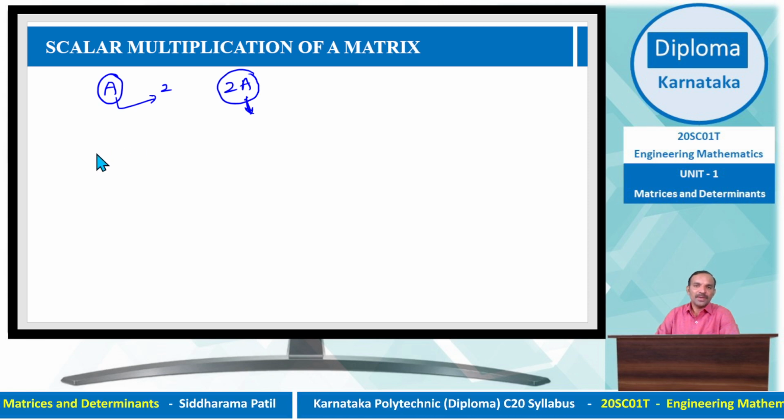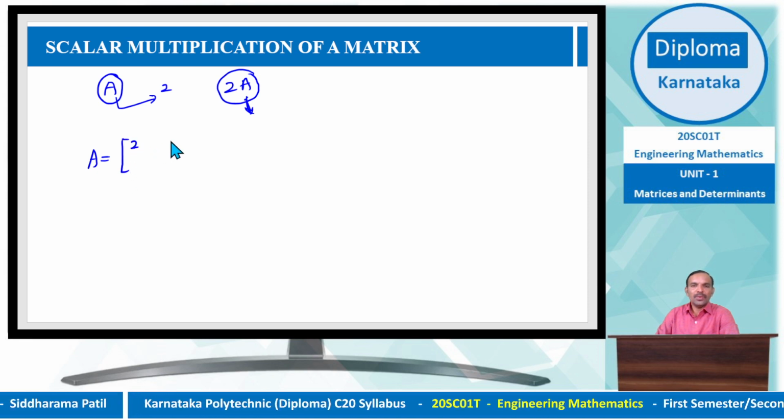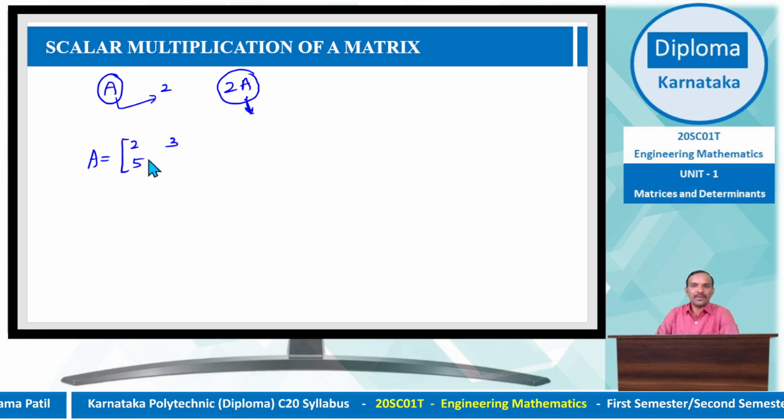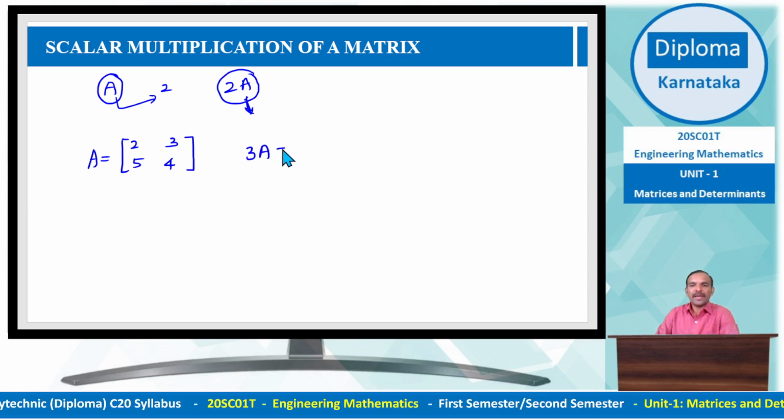What is the procedure? If A is a matrix, consider matrix A: 2, 3, 5, 4. Then 3A. How to find 3A? 3A means you have to multiply all elements of A.